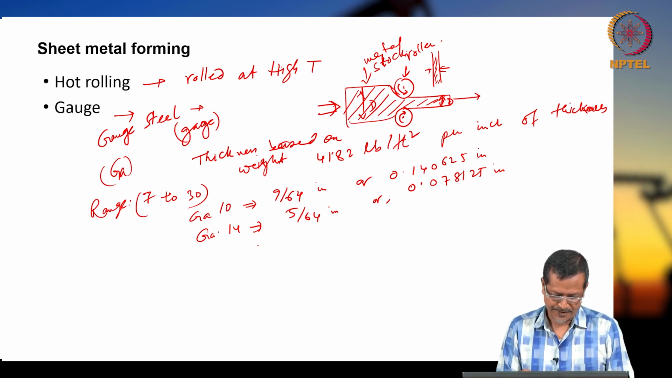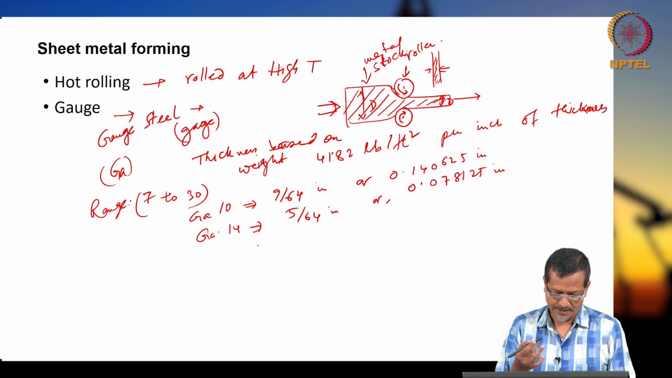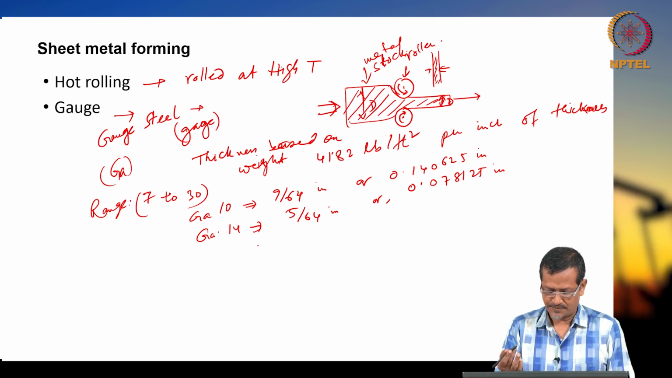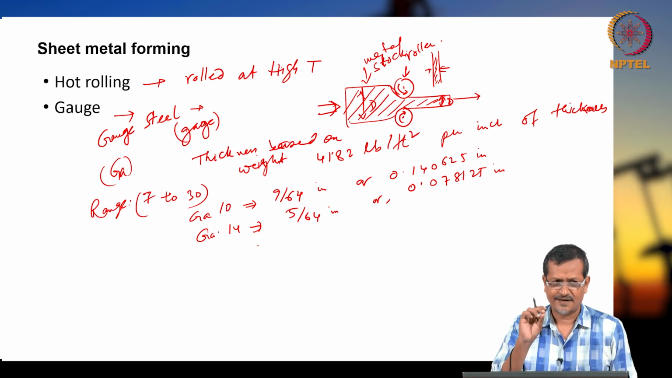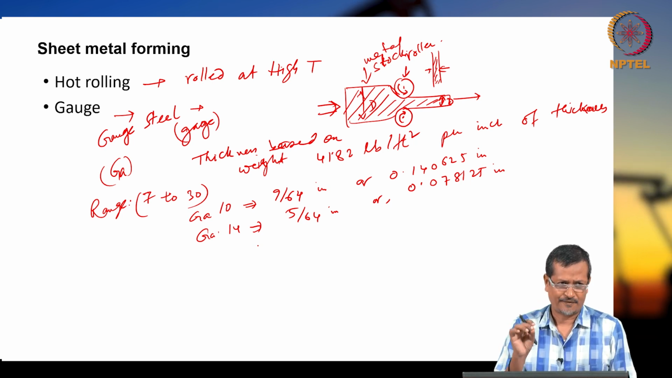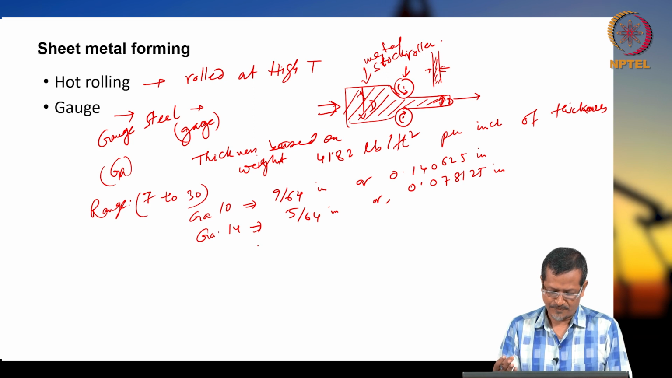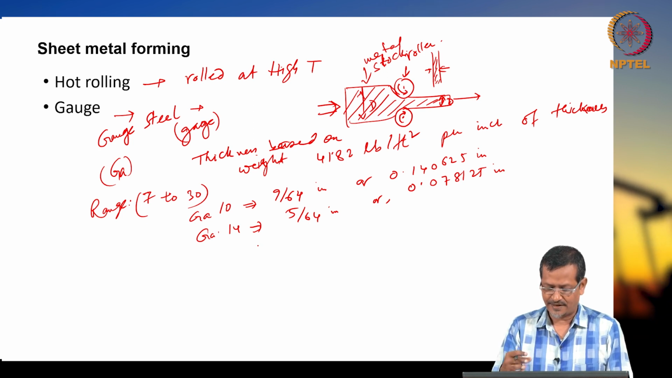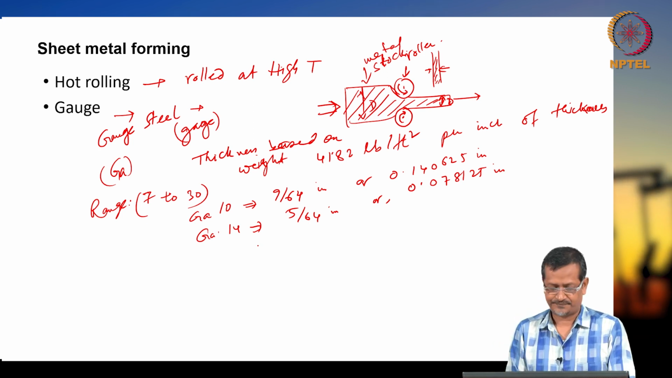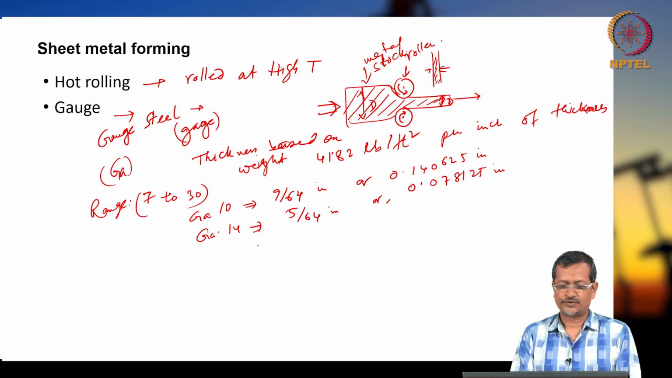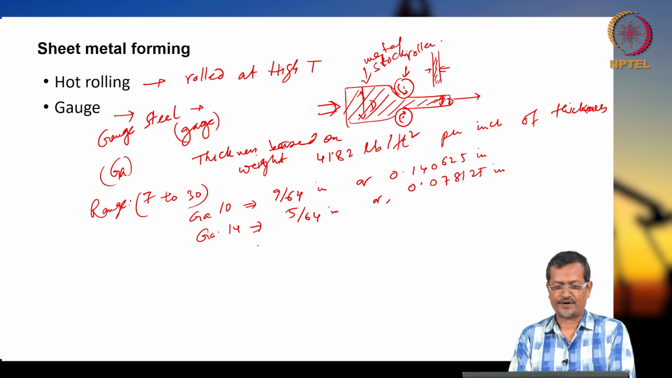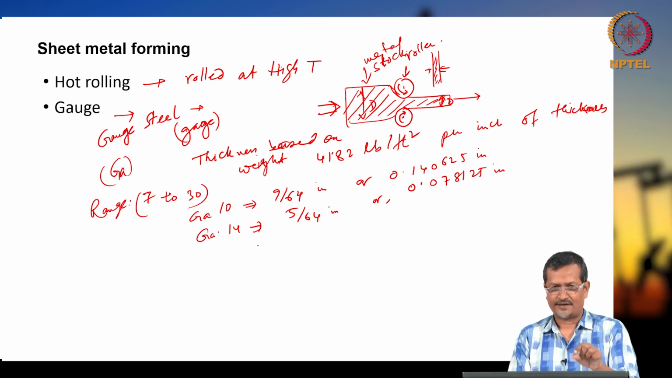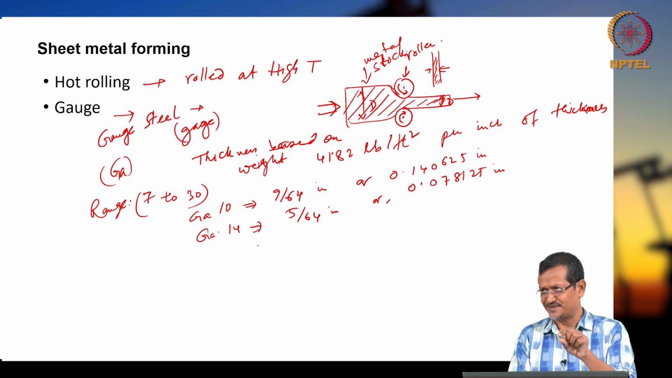So, the gauge number of steel is how many times it is drawn to reduce the thickness by about 10%. Okay. More times drawn, lower thickness and higher gauge number. Normally, I have given the example of 10 and 14, other numbers also exist. 10 and 14 are actually commonly used for steel tank manufacturing purposes.